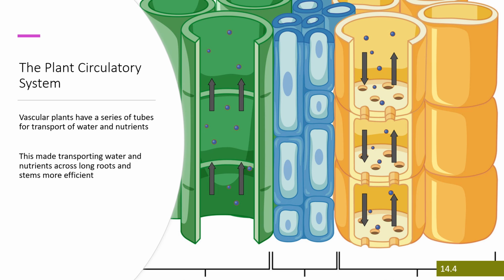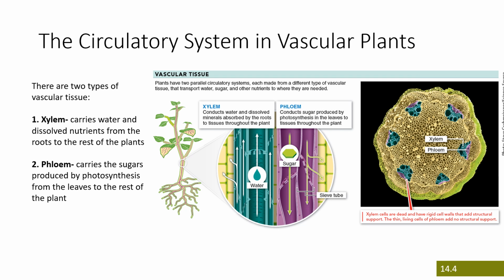Here's what this circulatory system looks like. It's a series of tubes through which water can move, carrying nutrients. There are two types of tubes in the plant vascular system, xylem and phloem. Xylem carries water and nutrients from the root system to the shoot system. Phloem goes in the opposite direction, carrying the sugars produced by photosynthesis in the leaves to the rest of the plant and the roots.